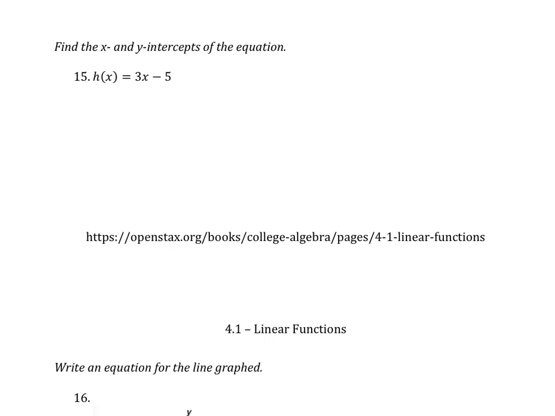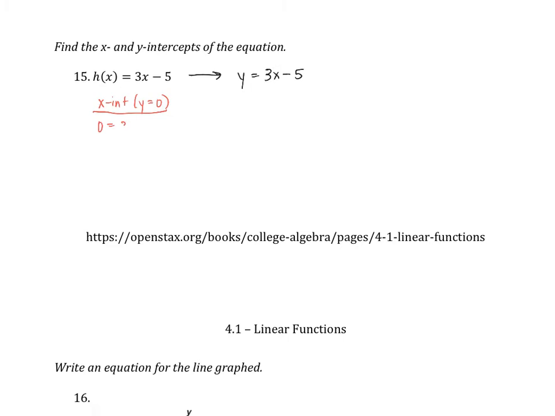All right, number 15, we want to find the x and y intercepts of the equation. So realize that instead of writing h of x, you could write that as a y. So y equals 3x minus 5. Remember that the function notation is just a way to show that it's a function, but the h of x replaces the y. So to find the x and y intercepts, you're going to let one of the variables be 0. So when you're finding the x-intercept, y is going to be 0. So we're going to let y equal 0.